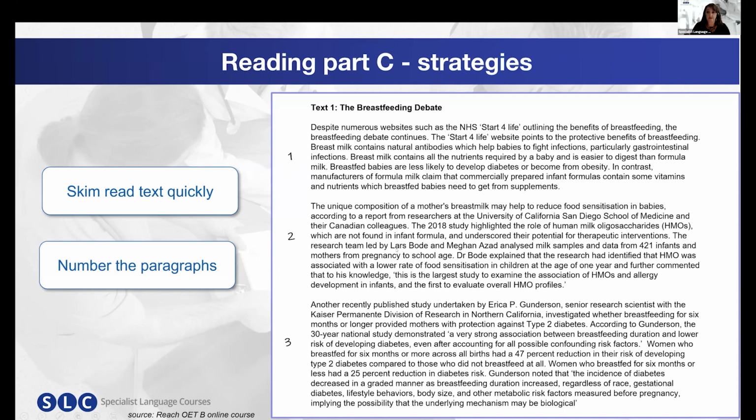It's then a good idea in the paper-based test to make sure that you number the paragraphs, as this will make it easier to navigate the text and the questions and look in the right section in order to find your answer. So let's talk about strategies and steps that you can follow in order to answer the multiple choice question. We're going to talk through some strategies, and then we're going to do an example together, and then I'm going to ask you to do an example today.